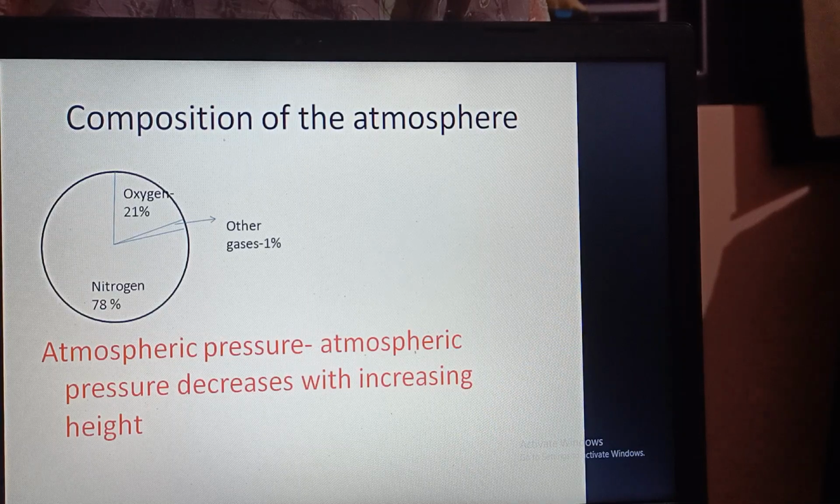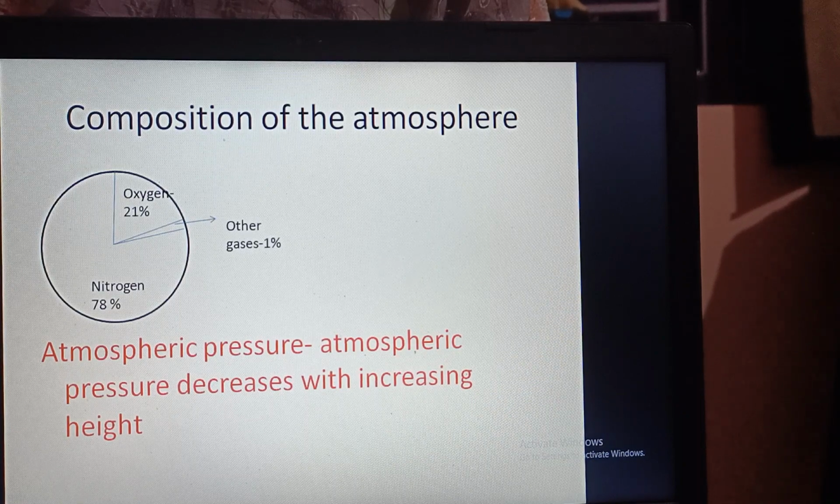Next, the composition of the atmosphere. Air is a mixture of various gases and dust particles. It is mainly composed of 78% nitrogen, 21% oxygen, and 1% of argon, carbon dioxide, etc.